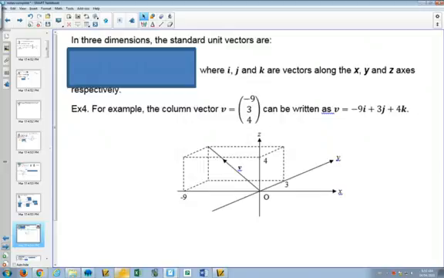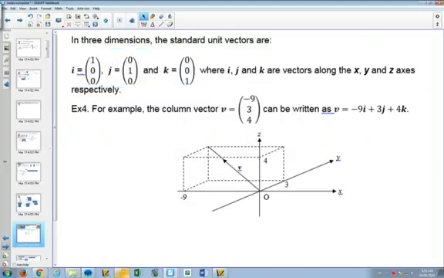So now we can do the same thing in 3 dimensions, but we add another axis, the z-axis. So we have our unit vectors i, j, and we add another one, k. And again, as far as writing them, x, y, and then z.